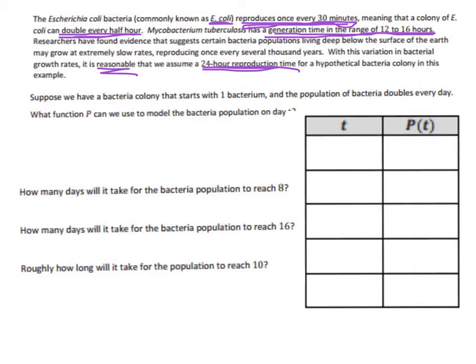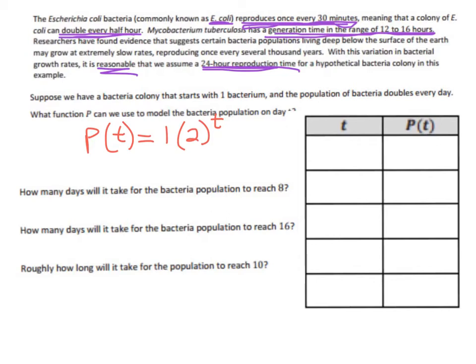Now we're going to do one here, and it says, suppose that we have a bacteria colony that starts with 1 bacterium and a population that doubles every day. So it's different from what we read above. What function P can be used to model that bacteria every day? Well, you know exponentially that we'll talk about function P of t over time. My initial bacteria is 1 times what is happening every day. The multiplier is doubling, so that's 2 raised to t, per day. And that's the formula I'm going to use.